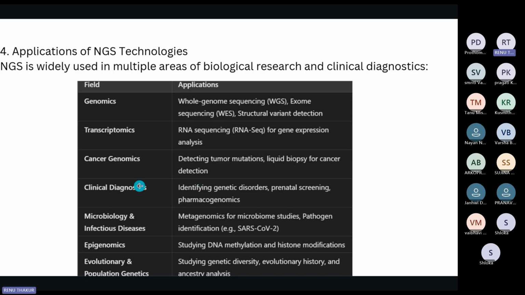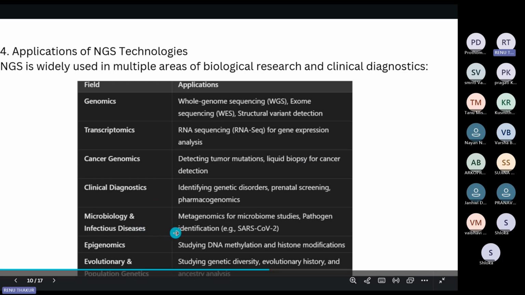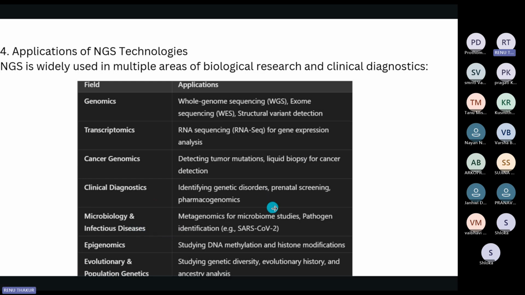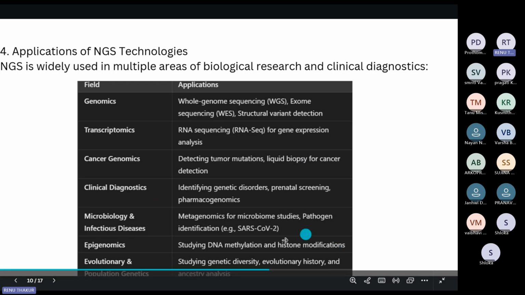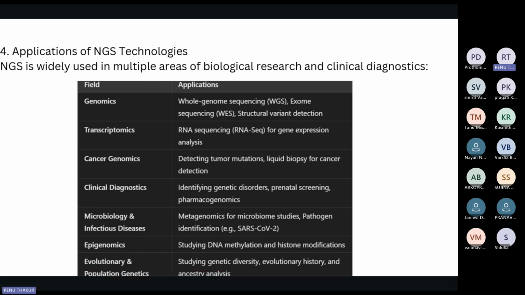Okay. Next, in clinical diagnostics, it is used to identify genetic disorders, prenatal screening, and pharmacogenomics. In microbiology and infectious diseases, it is used for microbiome studies, like if any bacterial or fungal infection is there, we can sequence the microbiome and determine which type of microorganism is exactly affecting, and in pathogen identification, like in case of SARS-CoV-2. In epigenomics, to study DNA methylation and histone modifications.